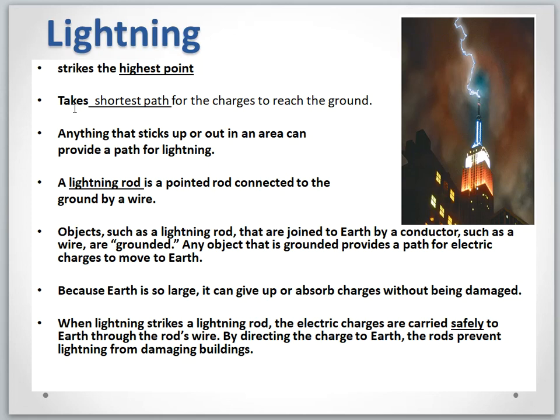Objects such as a lightning rod joined to the earth by a conductor, we call those grounded. There are heavy duty electrical wires that run from the lightning rod to ground, and that will conduct the electricity, or the movement of electrons, away from the building. Now, when that electric charge goes to Earth, the Earth is so large that it'll just absorb that charge, and it doesn't really damage it or change the voltage, the potential, of the Earth. So that's basically how a lightning rod works.